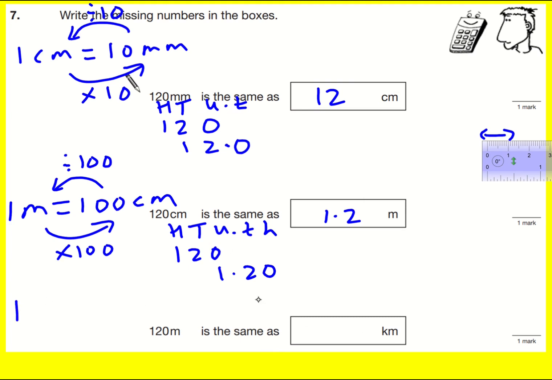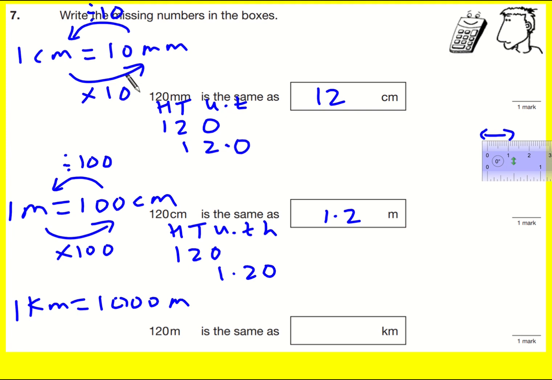Lastly, we're going from meters to kilometers. Now, 1 kilometer is 1,000 meters. The first two are normally just used for length, but this one is used in all sorts of different places. Kilograms to grams, it's the same thing. 1 kilogram is 1,000 grams.